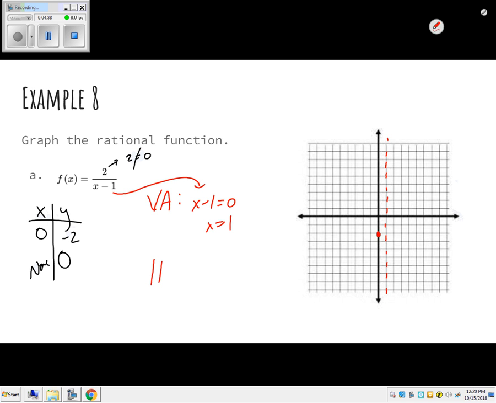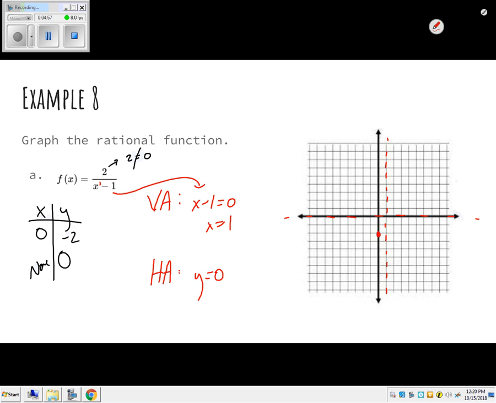Horizontal asymptotes. In the last video, we said it was a competition between the top and the bottom of which one has the highest degree. Sure enough, the bottom has the highest degree, with a degree of 1. And so the bottom wins. It's just my x-axis.